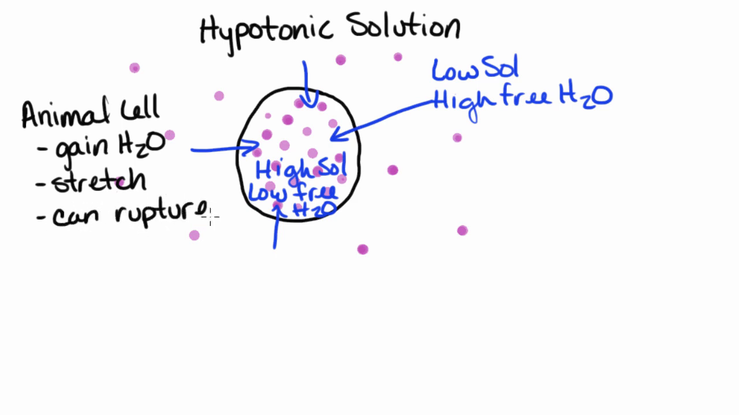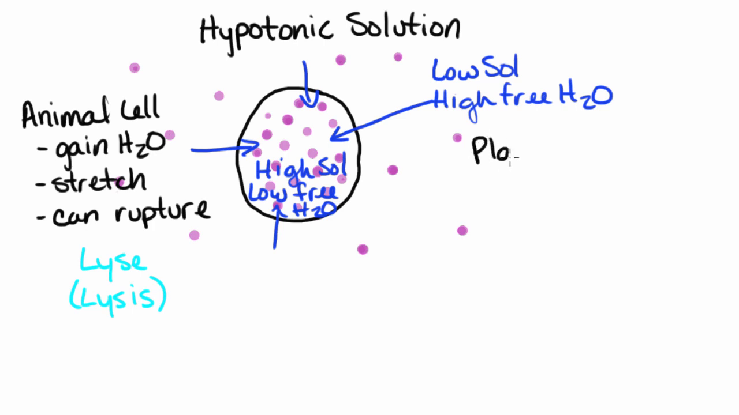And when they do happen to rupture, we refer to that process of rupturing as lysing. Or we can say that this is lysis. And if we happen to have a ruptured animal cell, then that lysis or that bursting is going to be a deadly situation for the animal cell.